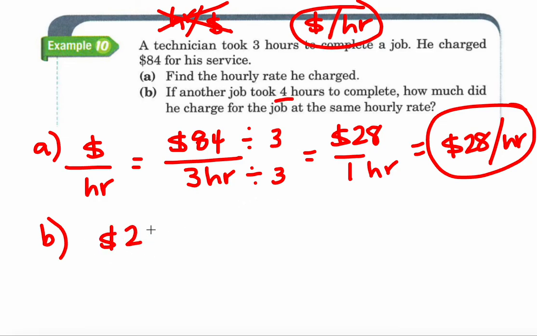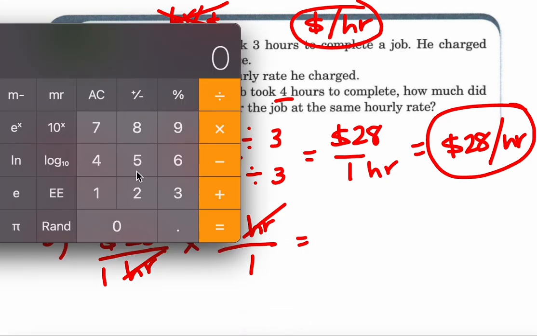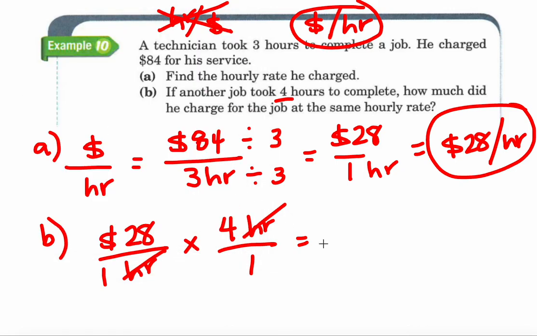Well, if it's $28 per 1 hour, and it's taking them 4 hours to complete, hours and hours cancel, it's really 28 times 4, right? Because that's going to be multiplied 4 times. $112 that you would pay this person to do their technician job, whatever it is that they need to fix for you. Okay, so that is average rate.